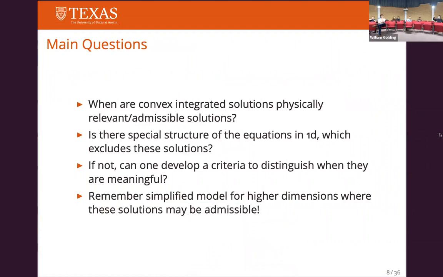Can you just remind me, what is the norm for BV? Is it existence and uniqueness? I'll get to that in one more slide.